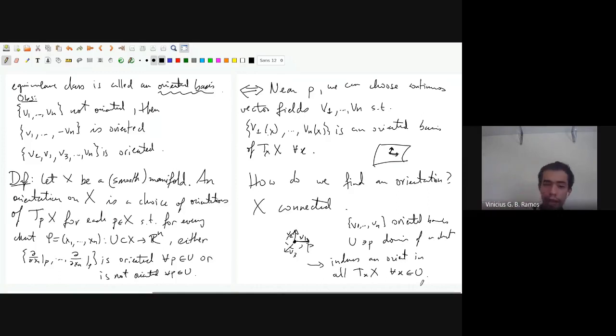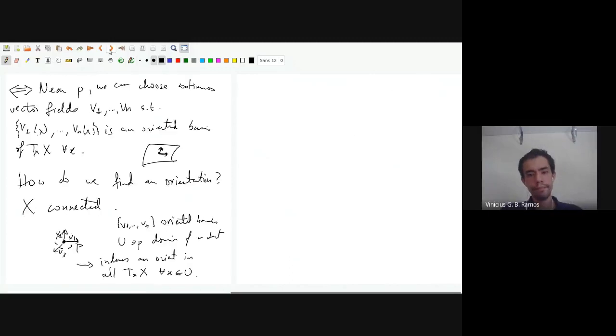And if X is connected, then any two points you can connect through a finite set of charts. If the manifold is connected, then it's connected by path, so you can find a path from P to Q, and then you can cover the path with a finite number of charts, because the path is compact. So you can apply this game, and that means that you're going to induce an orientation at every point.